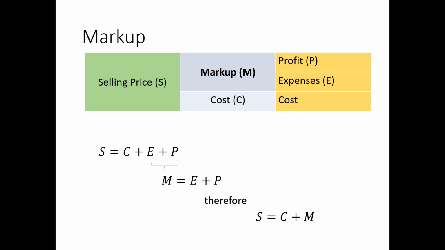Now, why this distinction? Sometimes we're given a set of information that makes our determination of the selling price C plus E plus P. If we have all that info, we use that expression to find selling price. But sometimes we don't have a lot of detailed information on overhead expenses or indirect expenses and per unit profit. But we do have some markup information. And so then we resort to the selling price is equal to C plus M. Which one we pick really depends on the information that's been provided to us.